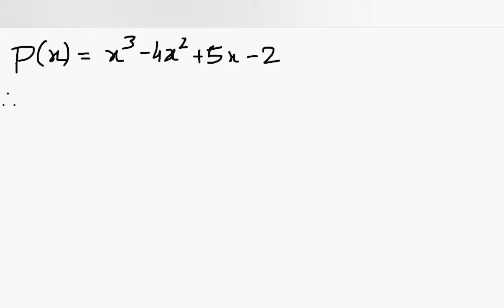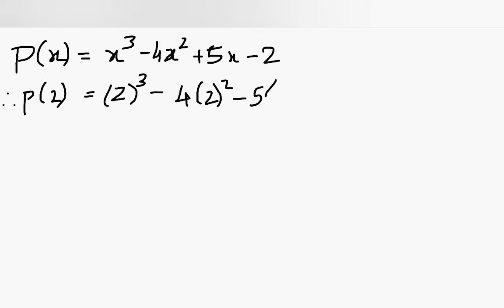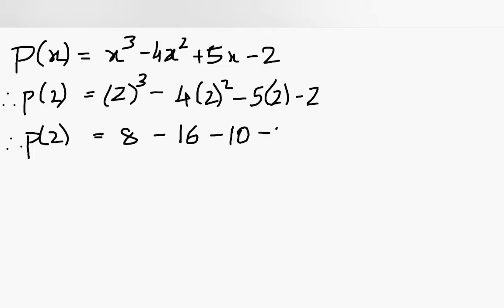we write p of x. Now p of 2, so we write 2. Wherever x is present, we will replace it with 2. So 2 cube minus 4 into 2 square minus 5 into 2 minus 2. Now we just solve them. So 2 cube is 8, minus 4 into 2 square, 4 fours are 16, and 5 twos are 10, and minus 2.